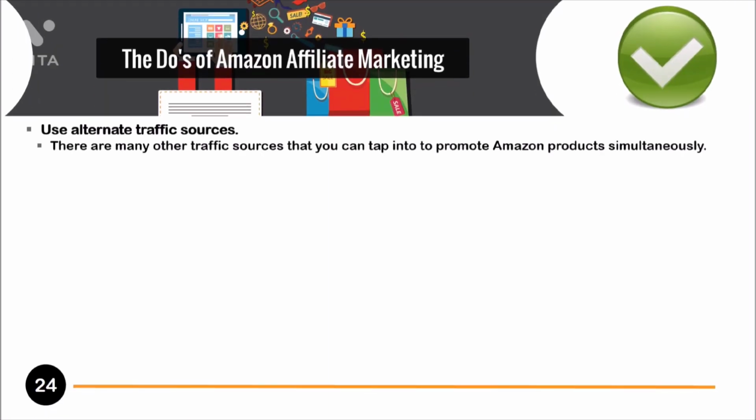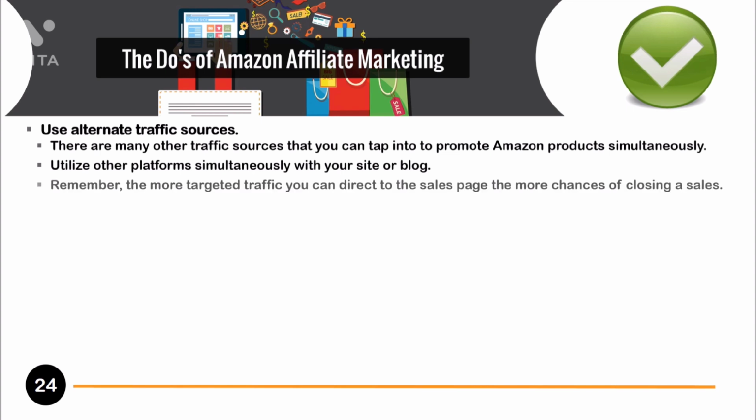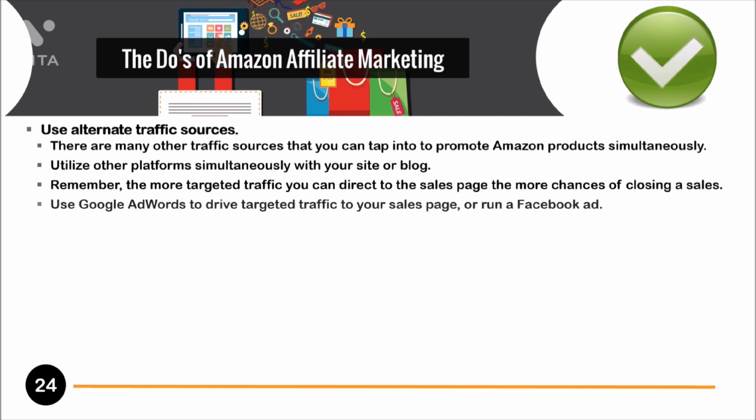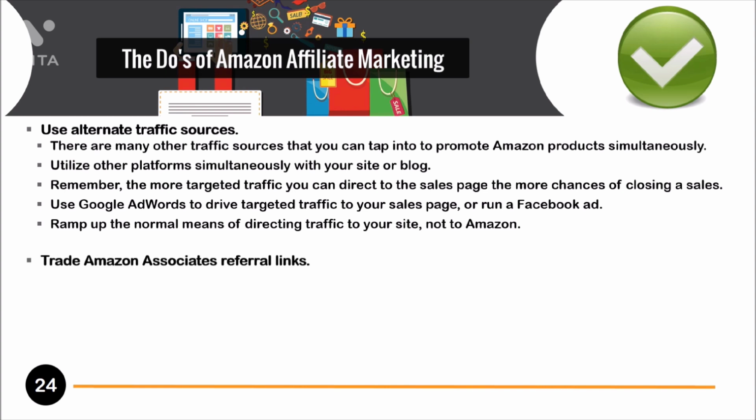Use alternate traffic sources. There are many other traffic sources that you can tap into to promote Amazon products simultaneously. Utilize other platforms simultaneously with your site or blog. Remember, the more targeted traffic you can direct to your sales page, the more chances of closing a sale. Use Google AdWords to drive targeted traffic to your sales page or run a Facebook ad. Ramp up the normal means of directing traffic to your site, not to Amazon.